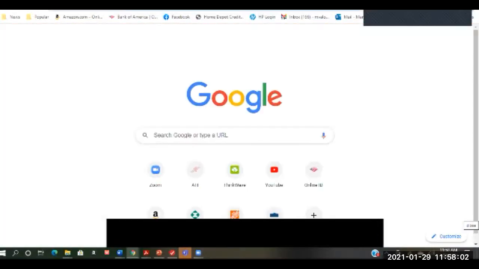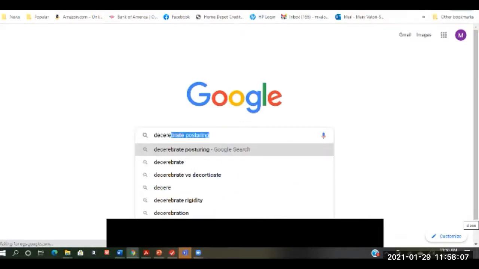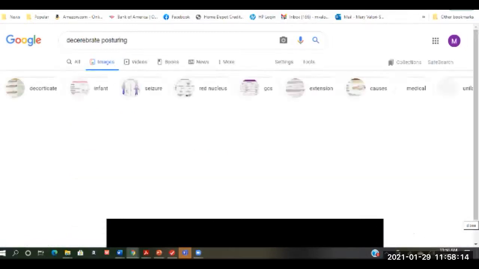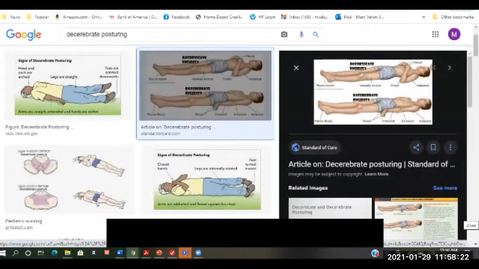And the way to remember which one is worse, decorticate or decerebrate, is easy. When you think of decerebrate, think of chopping off somebody's head. Decerebrate, I've chopped off your head, right? Versus decorticate, there's a problem for sure, right? When you look at this picture, decorticate, they look like they're praying. Their hands are usually flexed at their chest. Their feet are pronated inward and toes pointed.